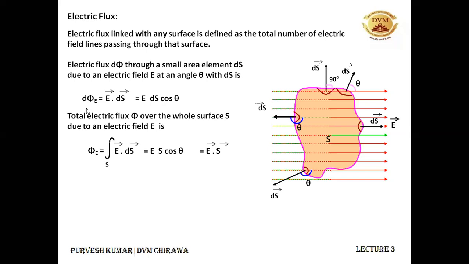Again, if you need to find the total flux passing through this surface, what will we be doing? We will be integrating the small flux. So the integration of the small flux will be the total flux phi E, and the integration of d phi E is the integration of E dot ds, and that is equal to E S cos theta, because when you expand it, it will be E S cos theta, and the integration of the small surface area ds will be S. So it comes out to be E dot S. All right. So this is the formula to calculate the electric flux through any surface.